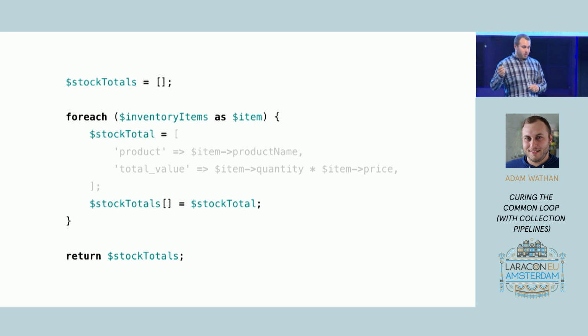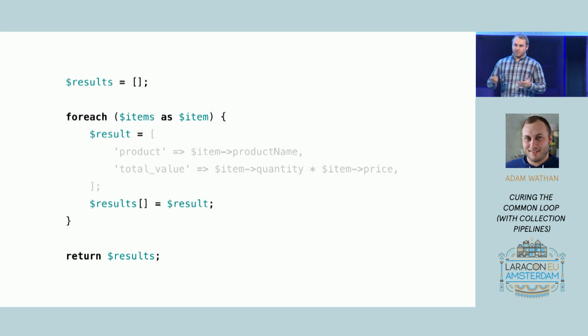If you take the rest of that code, like the stock totals, the inventory items, and the stock total object, and you generalize the names of everything, you end up with something like this, where you have an empty results array, and you're iterating over items, and you're doing something with that item to create a result, and sticking it in that result, then ultimately returning these results.